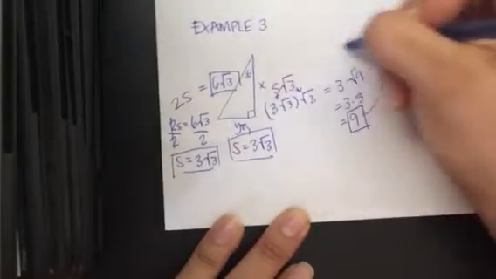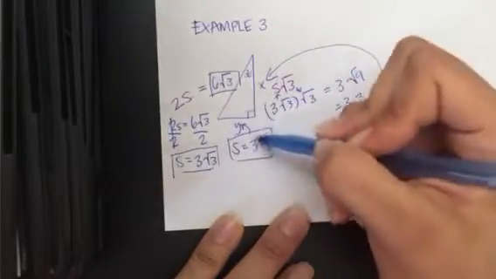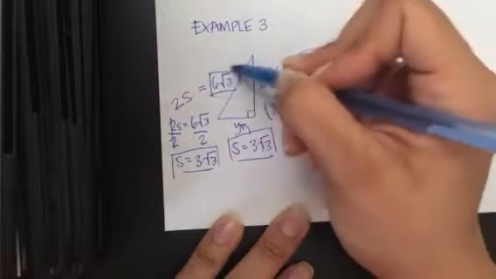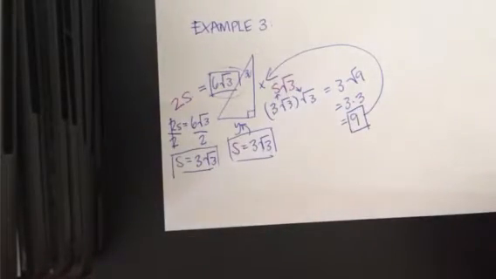Now you have all sides. So that X right there is 9. The Y is 3 square root of 3. And this one was already given to you, which is 6 square root of 3.